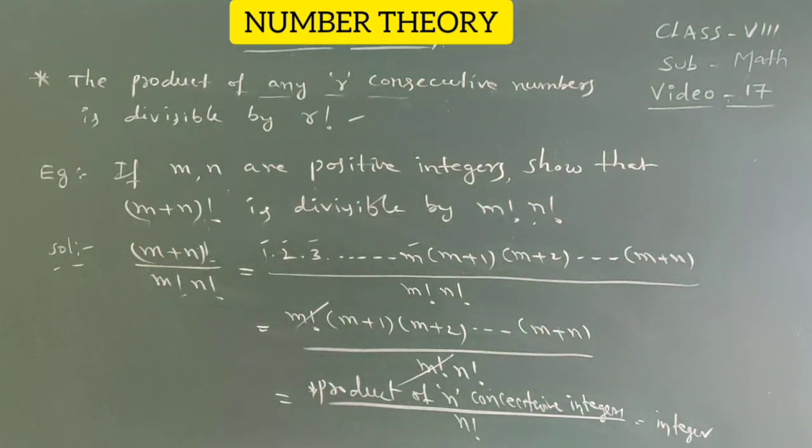Okay, check with the help of examples. 2 plus 3 factorial is divisible by 2 factorial, 3 factorial. 3 factorial, 5 factorial is a factor of 3 plus 5 factorial. Like that also we can check.